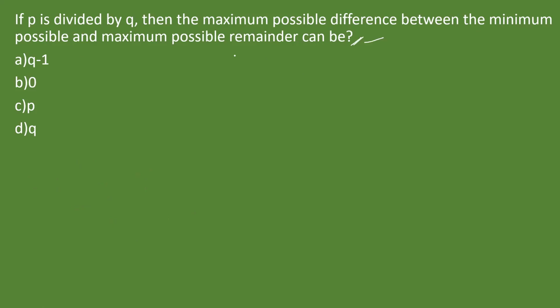We need to tell, if P is divided by Q, that means P by Q, usually we will divide it in this manner. Then the maximum possible difference between the minimum possible and maximum possible remainder can be. What is the minimum remainder possible when we divide P with Q? If P is a multiple of Q, that means exactly cancelable, then we will get a remainder of 0.